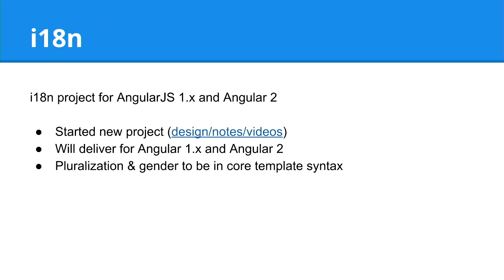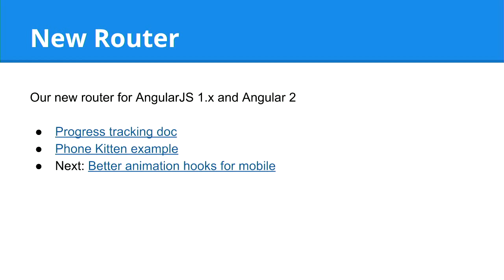There are a couple other projects I should mention. One is we've kicked off an i18n project to make localization and internationalization easier. There's a link there with a bunch of notes, the design sketch, and some videos from meetings that we've had if you're interested in this. The plan is that we're going to deliver it both in the Angular 1.x branch and for Angular 2. But for Angular 2, we think we can do a much better job at this by including some of the bits around pluralization and gender into the core template syntax. More details on that coming, but also a very good thing for companies who want to deliver globally.